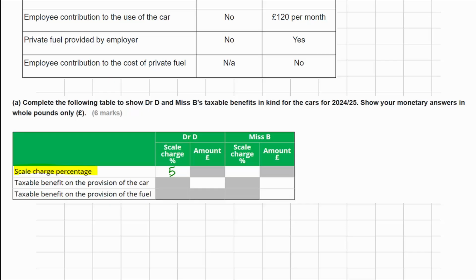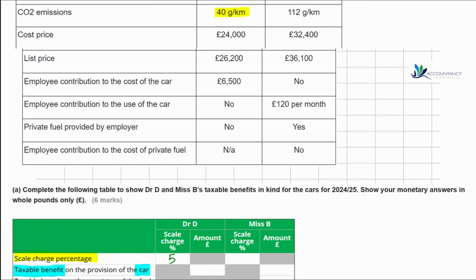So now we have that scale charge, we can work out the next part of the question. What is the taxable benefit for the provision of the car? The way that we're going to do that, it's based on the list price of the car. Notice there's also been given the cost price, but we don't need that. The tax benefit is based on the list price.